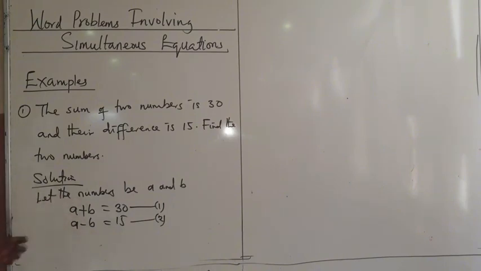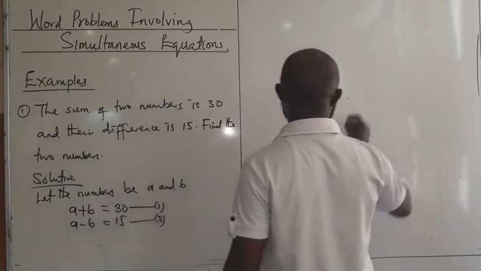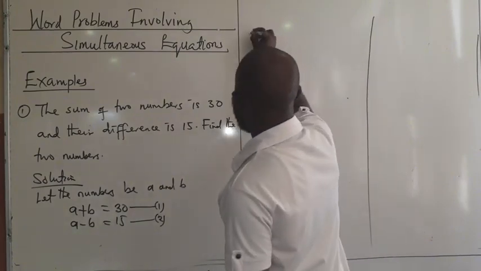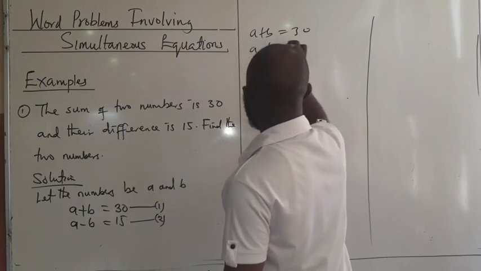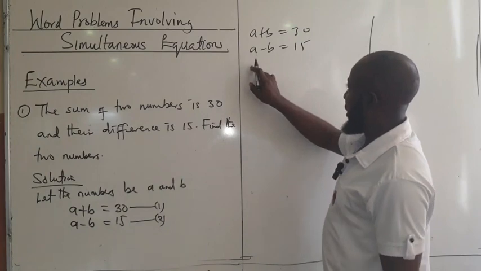So we can solve this simultaneously. It now depends on which method you want to use. Are you going to use the substitution method or the elimination method? Whichever one you decide to do, you're going to get the same answer. In this case, let's make use of the elimination method. So we have A plus B equals 30, then A minus B equals 15.